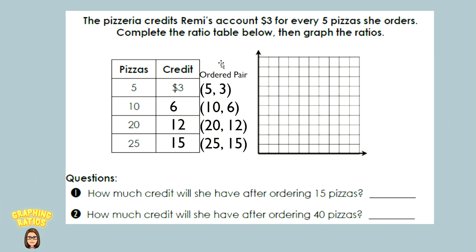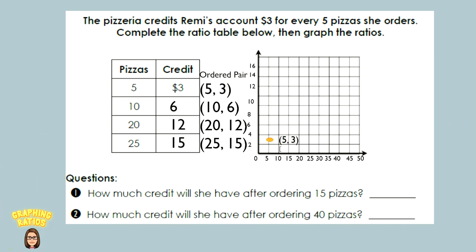So my first point is 5, 3. But before I can actually graph it, I have to think, what is my scale? You might be like, what is a scale? So scale is how much am I going to increase by? And you have to write down your scale, or I'm not going to know if you did it right.